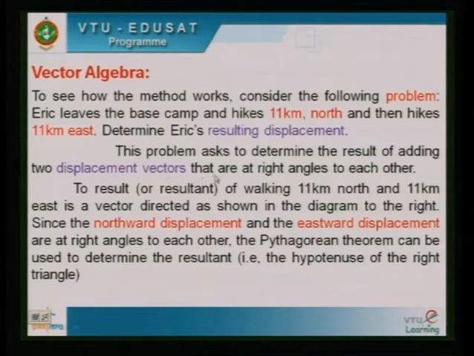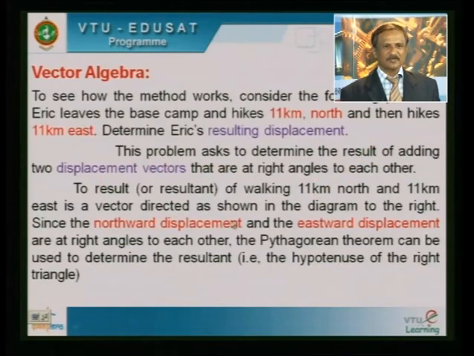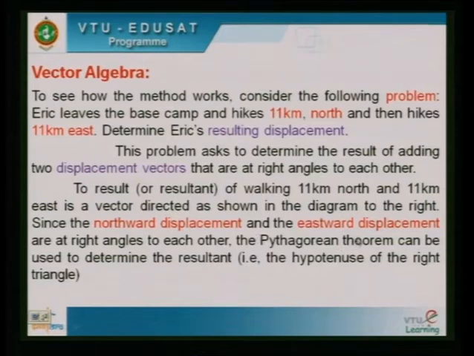This problem asks you to determine the result of adding two displacement vectors. You can take 11 kilometer north as one vector and 11 kilometer east as another vector, that are at right angles to each other. The result, or resultant, of walking 11 kilometer north and 11 kilometer east is a vector directed as shown in the diagram. So you can represent the vectors in this form: 11 kilometers north, 11 kilometer east. Since the northward displacement and the eastward displacement are at right angles to each other, the Pythagorean theorem can be used to determine the resultant.